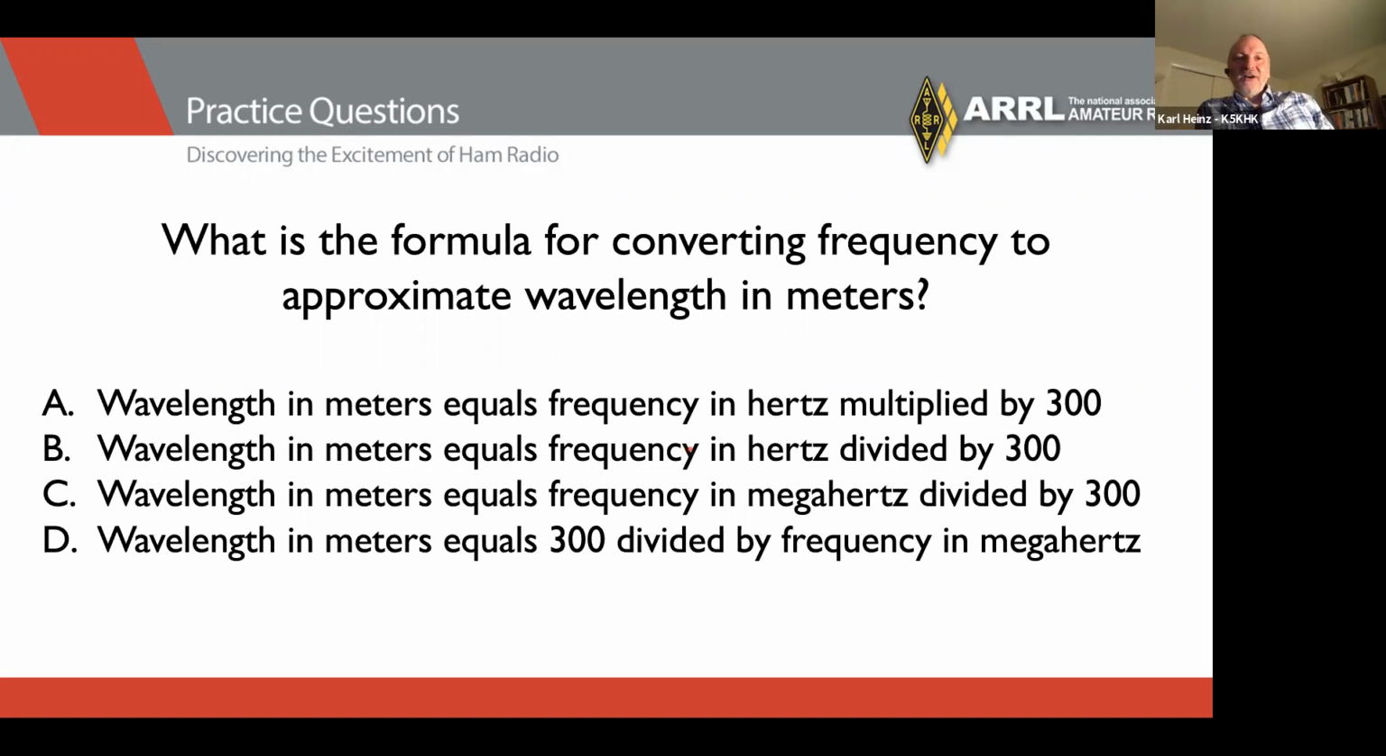Okay, so the wavelength in meters is 300 divided by the frequency in megahertz. And the way I would remember that is it's the one that doesn't line up, because all the A, B, and C are wavelength in meters equals frequency in. All three of those are the same, and D is different. And that's how my brain works.